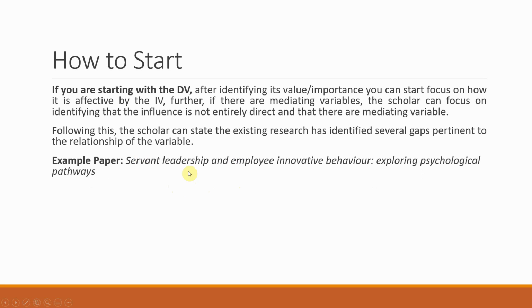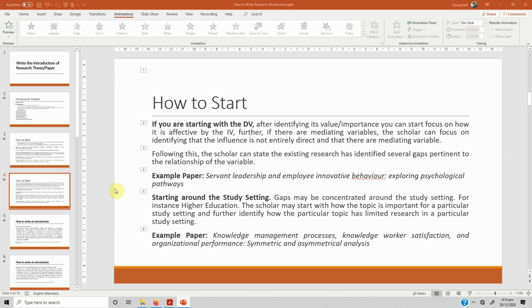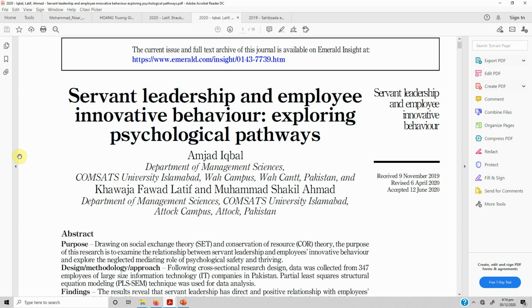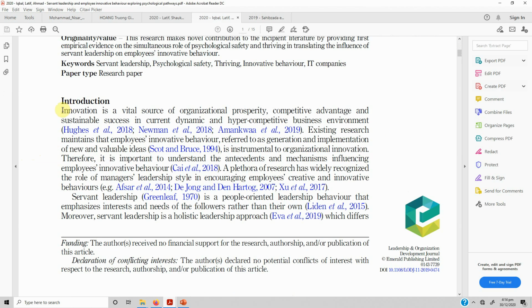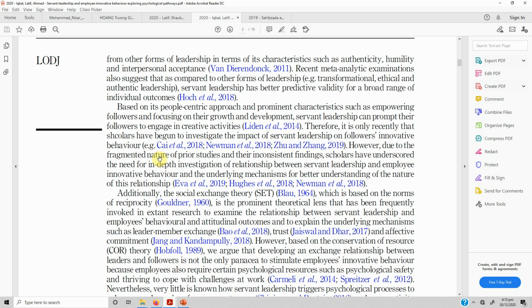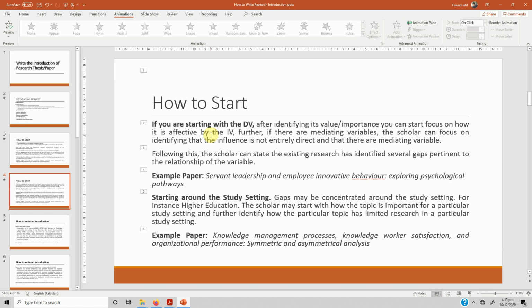Now, here is an example paper, Servant Leadership and Employee Innovative Behavior: Exploring Psychological Pathways. If you look at this paper, the authors actually start with the dependent variable. Once they have mentioned the importance of innovation, and if you are writing a thesis, obviously this has to be in much more detail, they then state that it is important to understand the antecedents and mechanisms influencing employee innovative behavior. In a single line, the authors mention that there is a need to study how different factors influence this variable, and how different variables can explain the mechanism of impact. Following this, there is a detailed discussion on the gaps prevalent in existing research. So this is how you can start when you are focusing on the dependent variable.